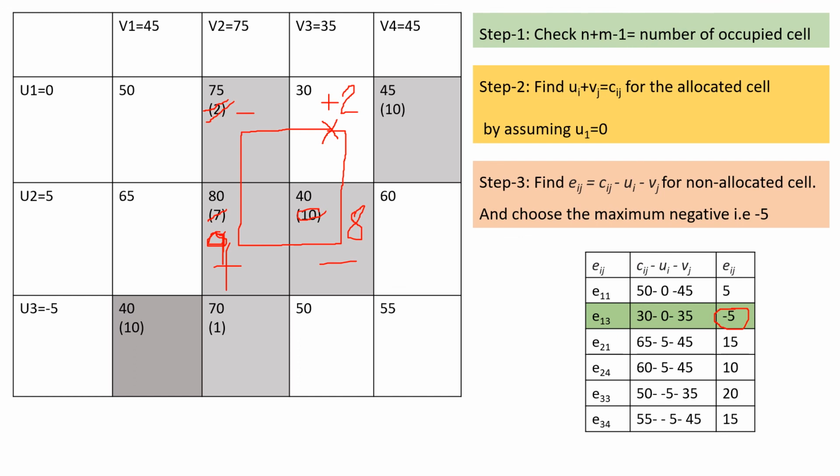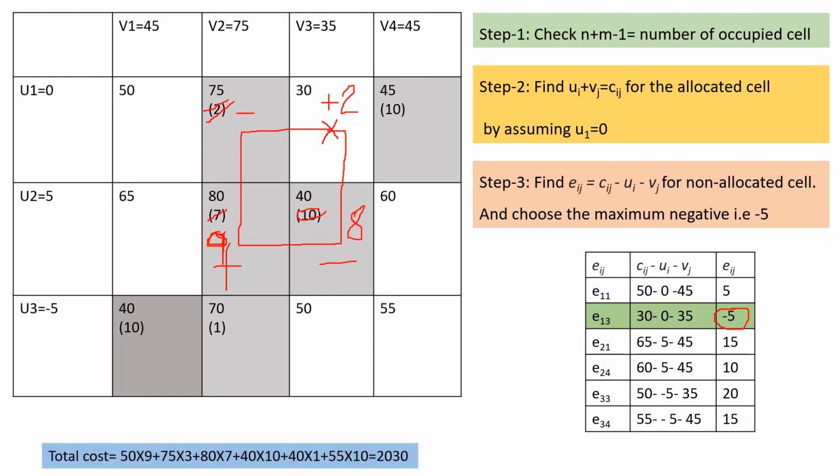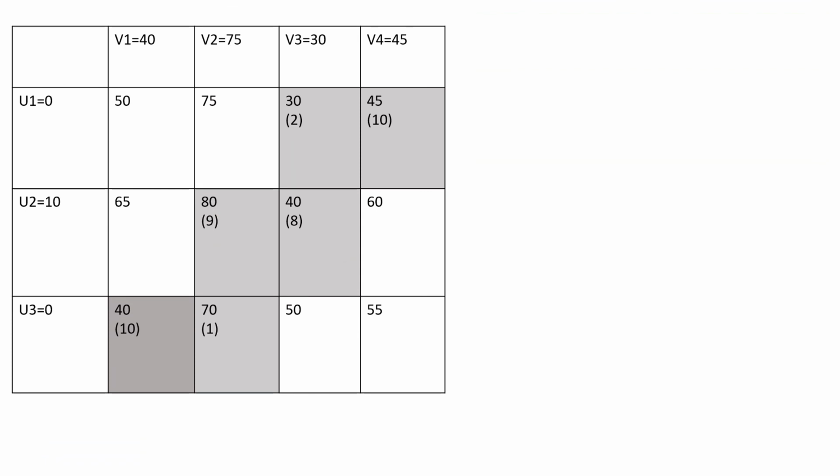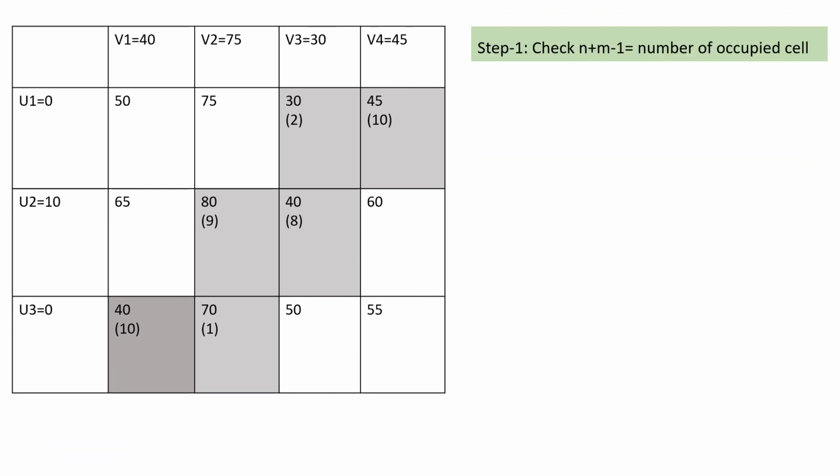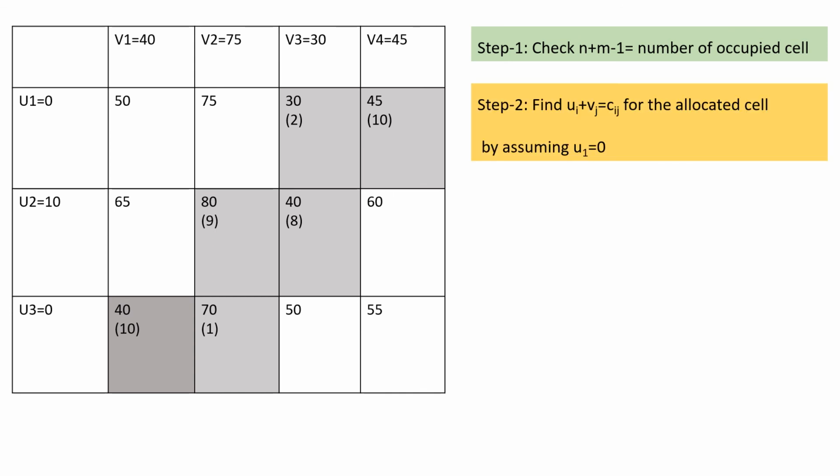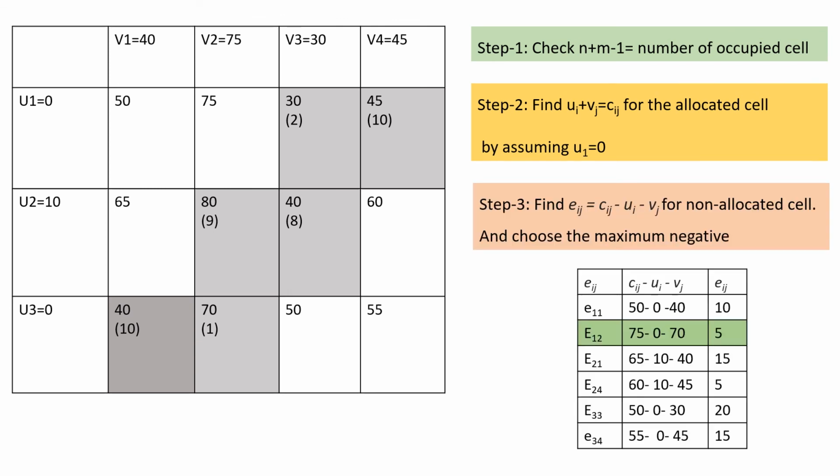Now let's move to the new assigned cell. So the new assigned cell is this one, and let's check n plus m minus 1, and it's fulfilled. So let's find ui and vj using this equation, and let's find eij. As you see here, all eij values are positive, so we have already achieved our optimality.